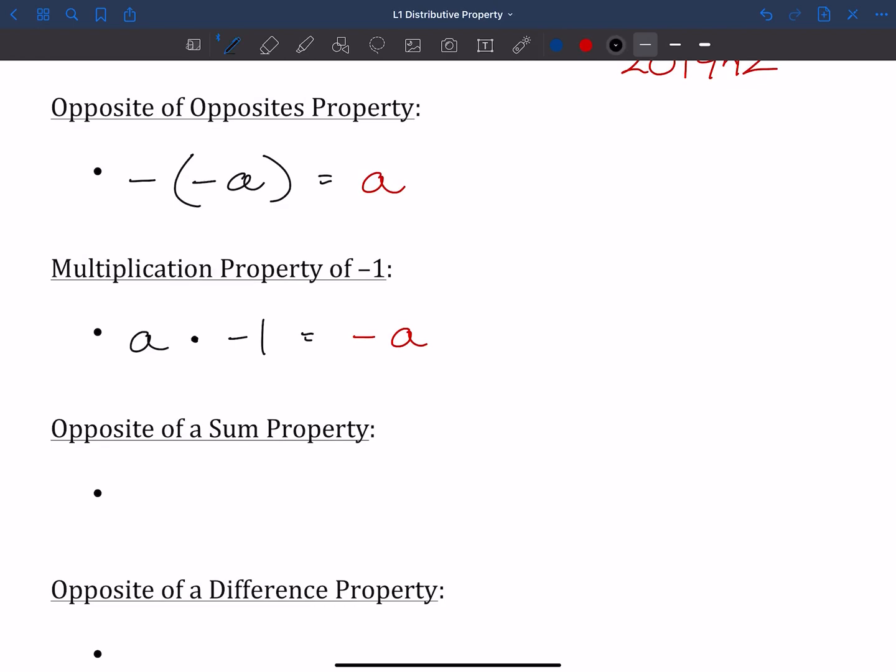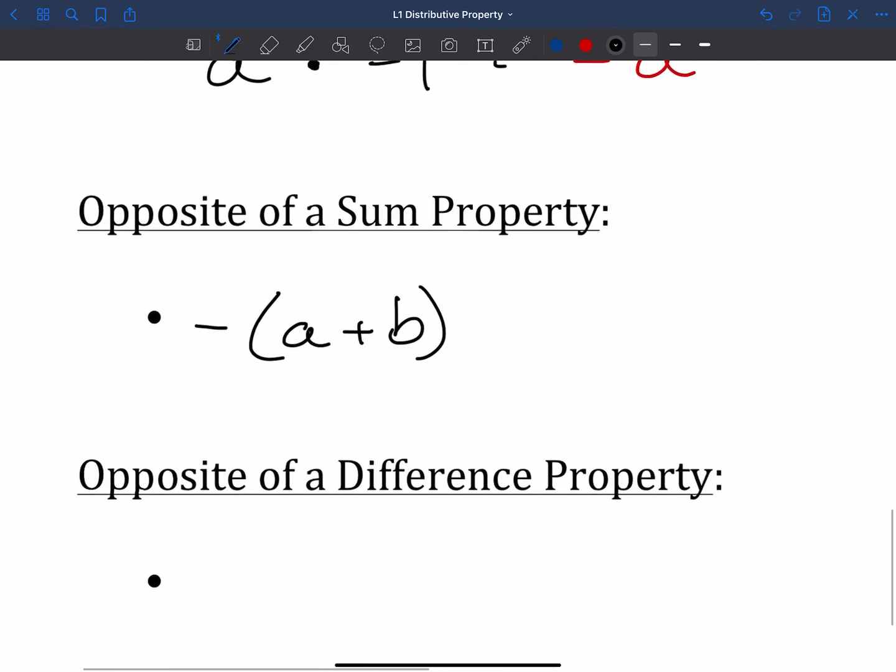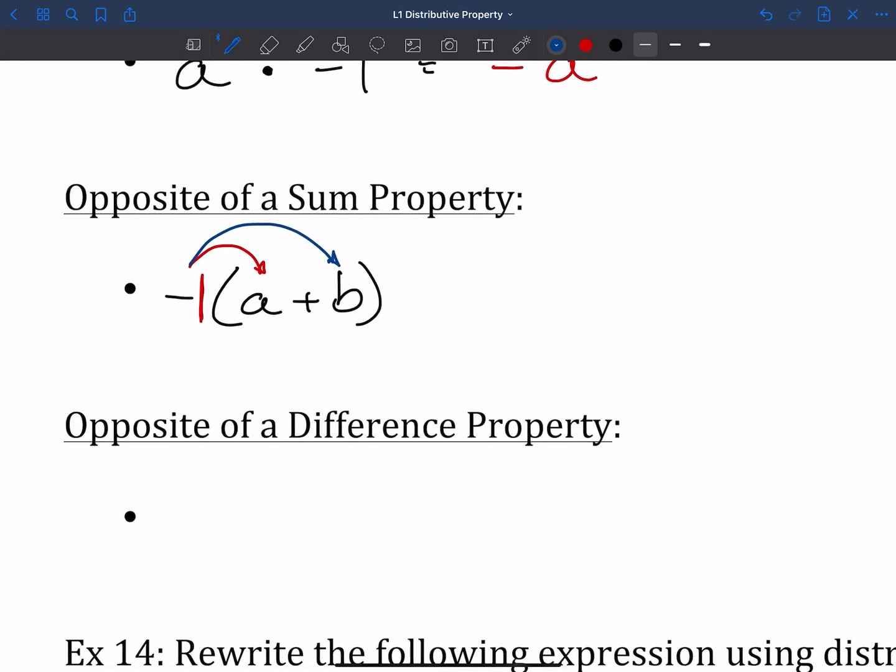If we're talking about the opposite of a sum, that's talking about a case like this, where it's the negative of, and then in parentheses, a plus b. What I would like you to think about is, imagine, if you will, that there's a little invisible 1 in front here. If I took that little invisible 1 and distributed it into both of these pieces, we know what's going to happen. It's going to change them to be their opposites. So my answer is going to look like this: negative a and then minus b. So it's flipping all the signs on the inside to their opposites.